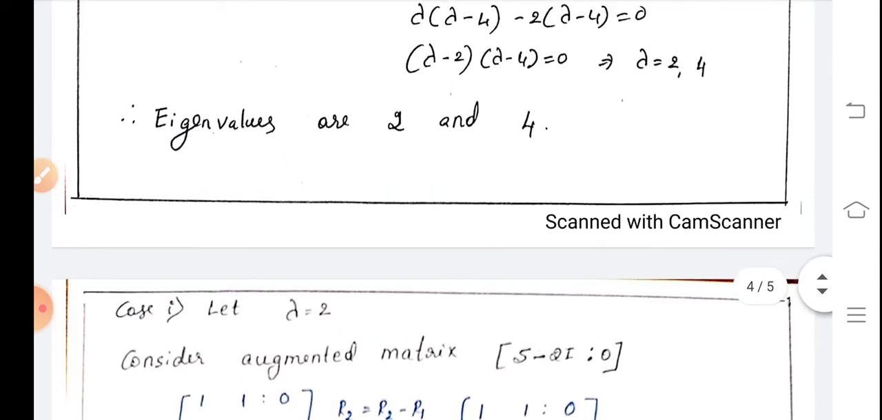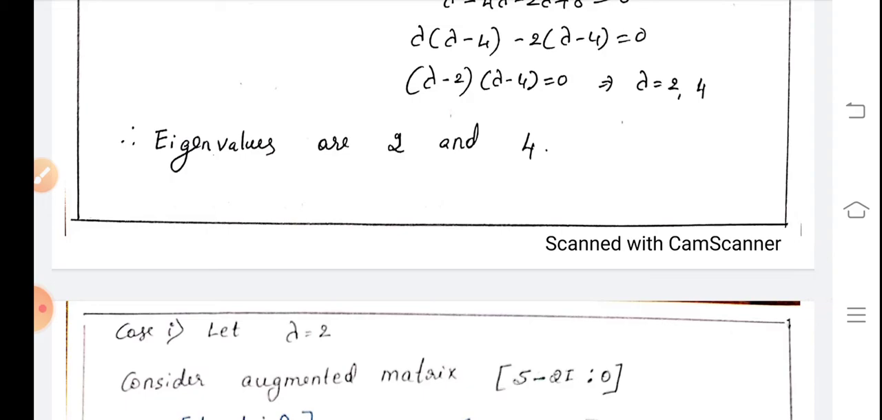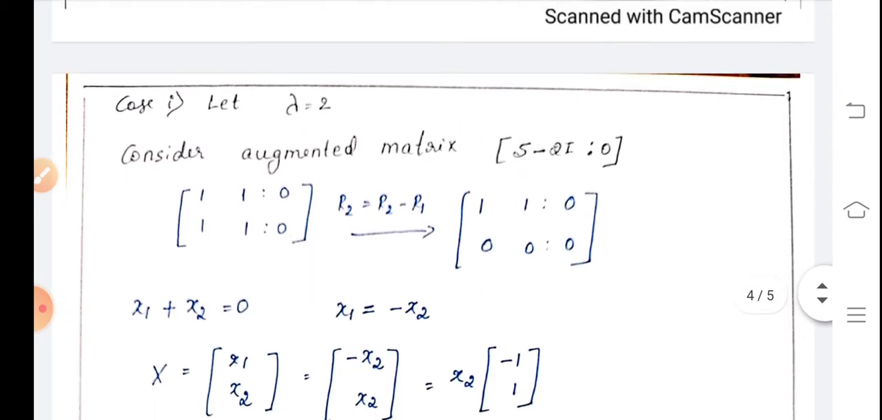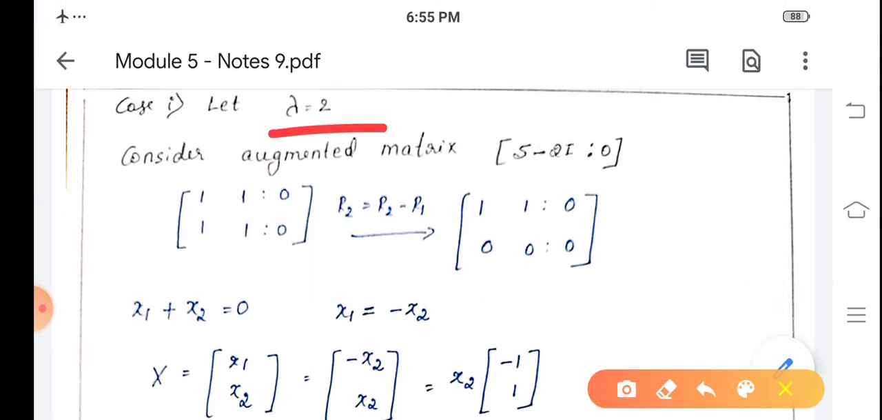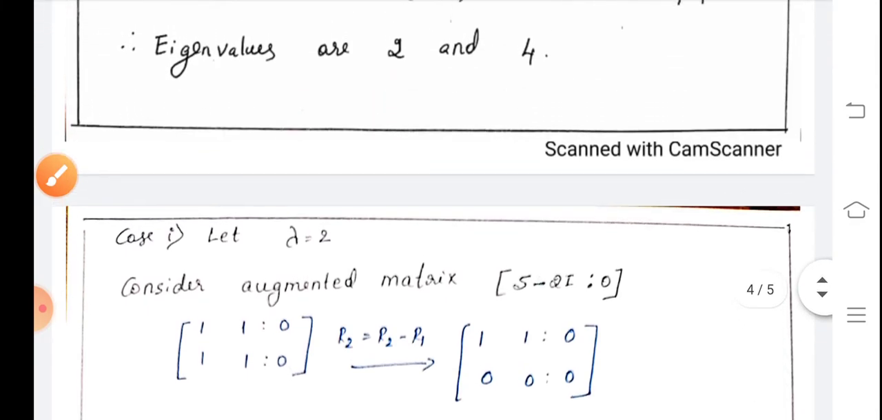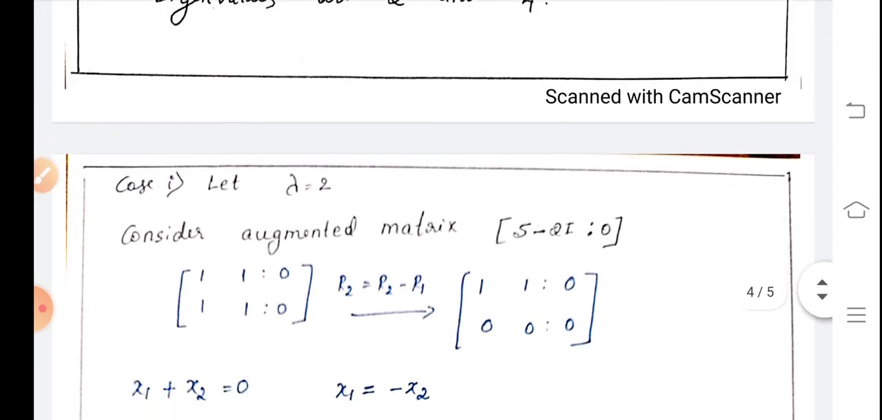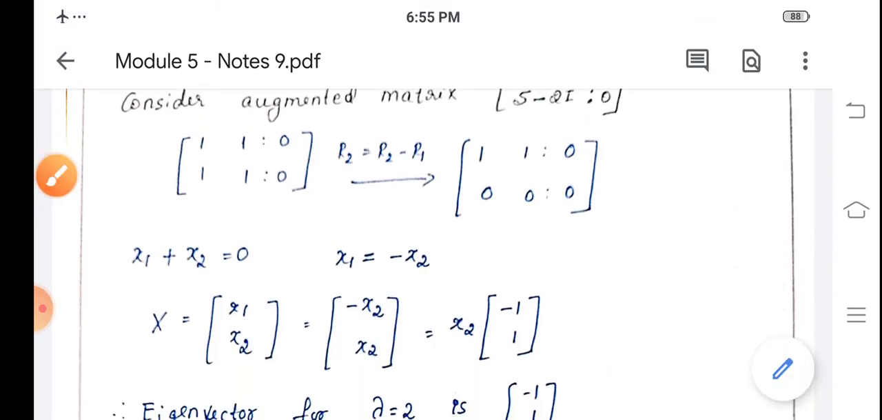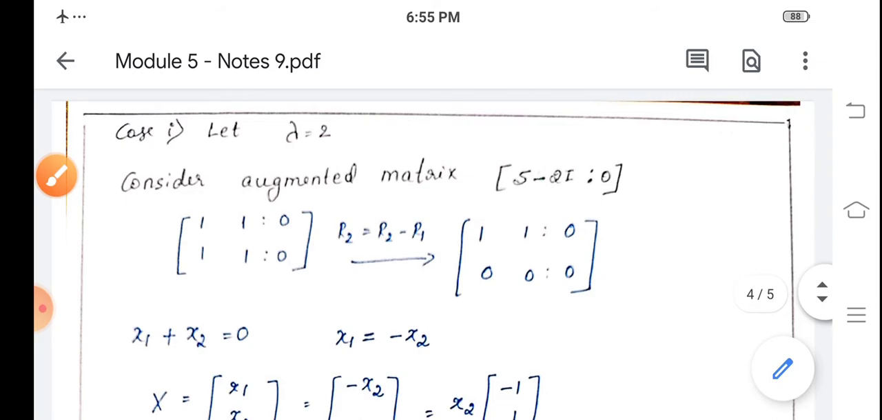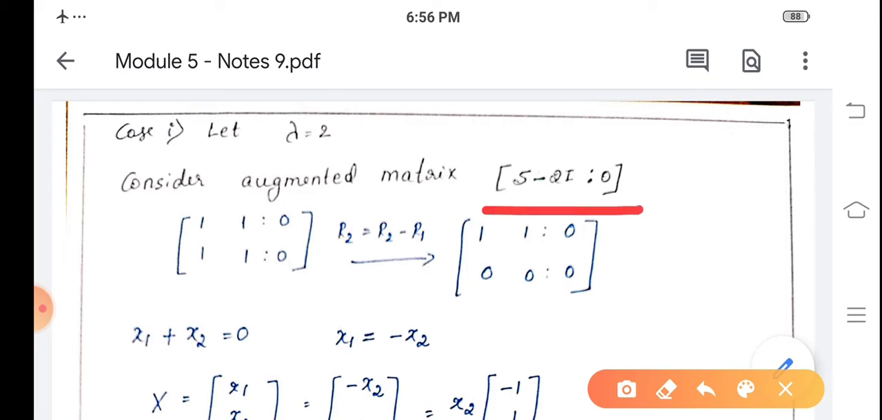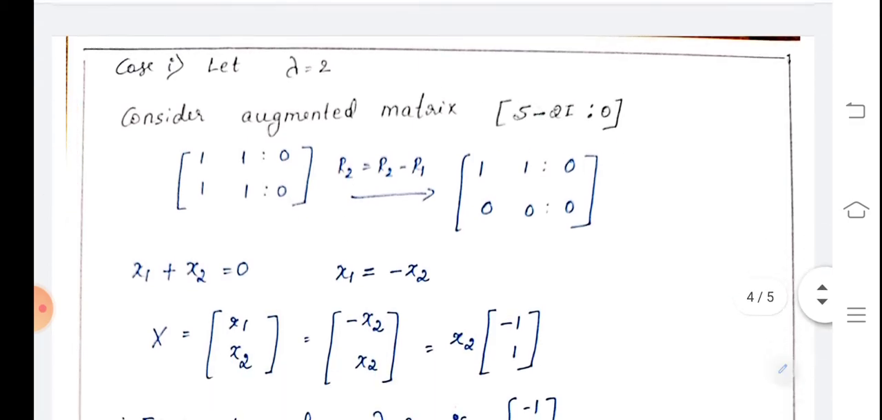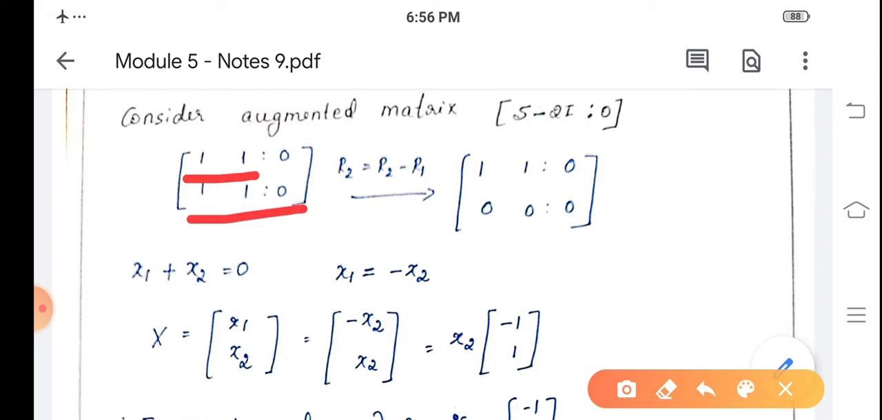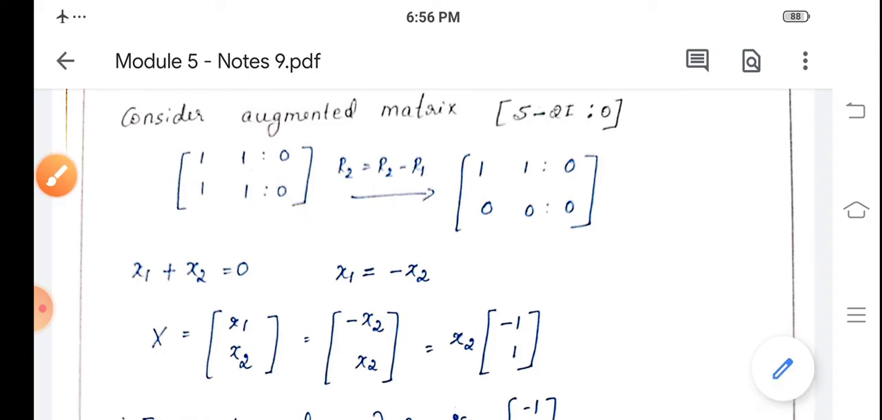Now we find the eigenvectors corresponding to these eigenvalues. In the first case, we take lambda equal to 2. We find the eigenvector which satisfies (S minus lambda I) x equal to 0. So we take the augmented matrix, that is [S minus lambda I | 0]. But since lambda equal to 2, the augmented matrix is [S minus 2I | 0], that is 1 1 0, 1 1 0. Next we apply a row operation to reduce this augmented matrix to echelon form.